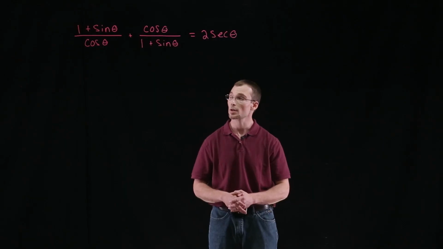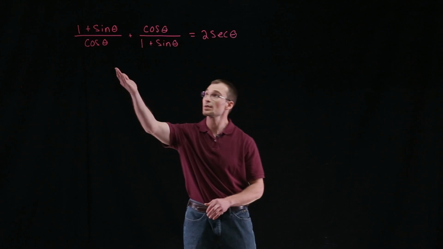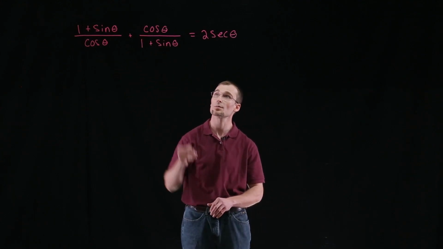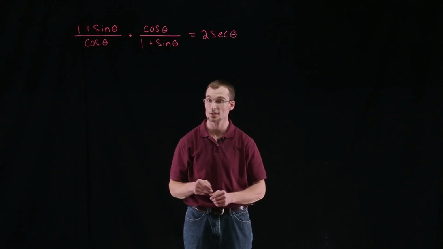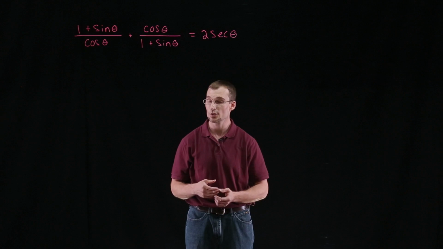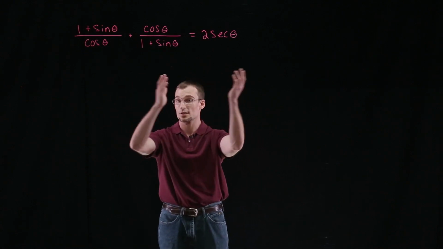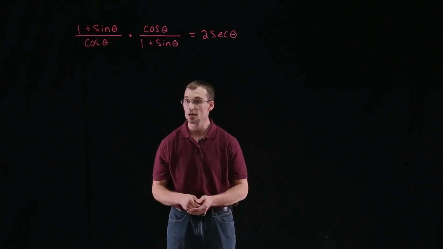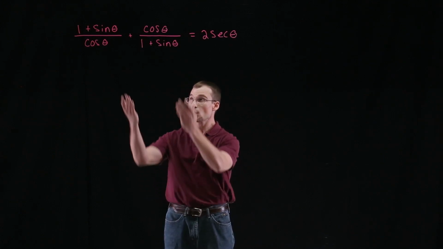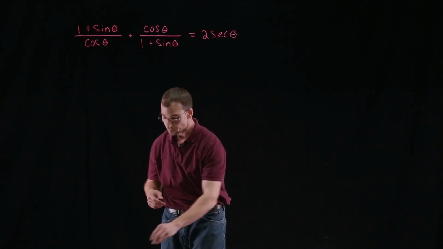And in this problem, we're going to be verifying the identity (1 plus sine theta) divided by cosine theta plus cosine theta divided by (1 plus sine theta) is equal to 2 times secant theta. Now again, when verifying identities, what we're fundamentally trying to do is show that one side of the equation is equal to the other. The general rule of thumb is to take the more complicated side of the equation and start working with that, which I think we can see as the left-hand side.